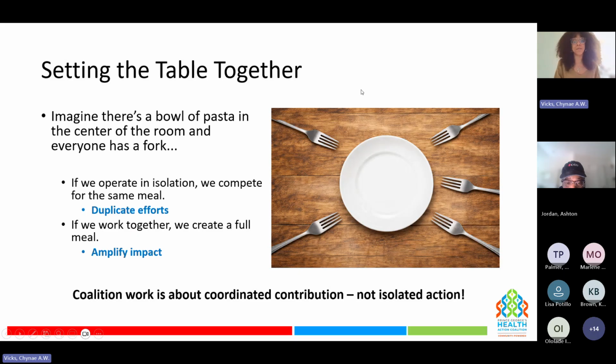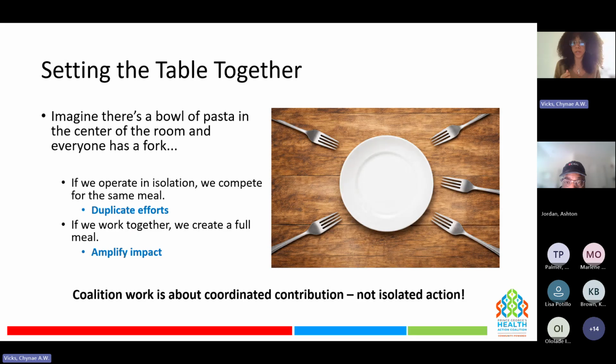And now, not only does our meal have flavor, but there's space at the table for everyone, and there's more food to go around. And so this meal now works because our efforts are coordinated. So even if everyone contributes differently, we're all still working towards the same shared outcome. And so our coalition work is very similar.